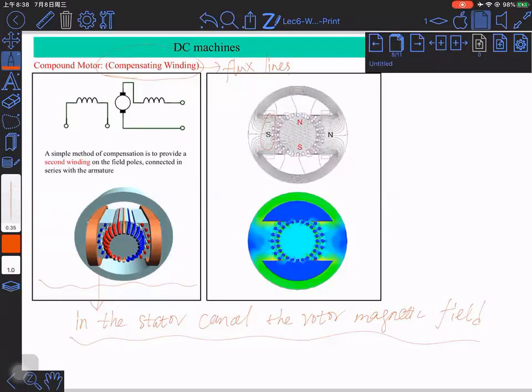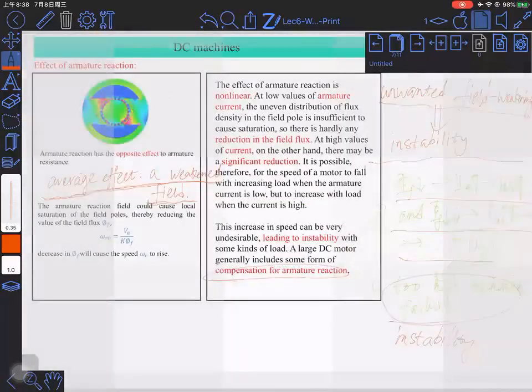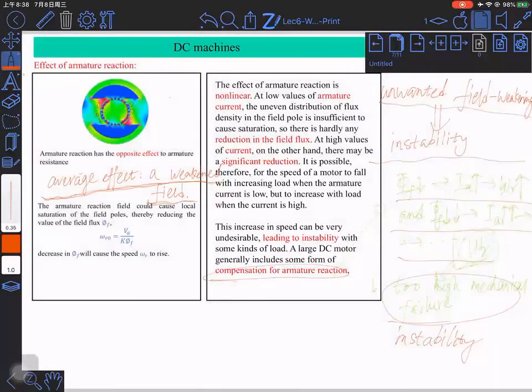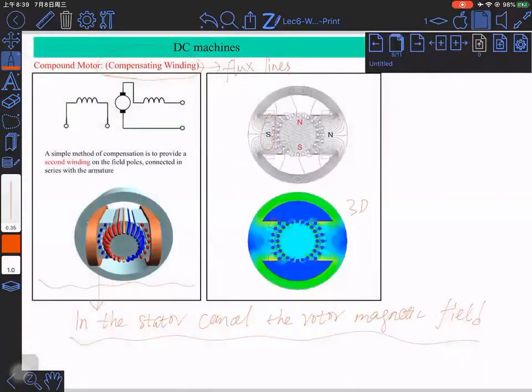The three-dimensional illustration of the contribution of compensating winding. With the compensating winding here, you can see we no longer have the red part here. We no longer have the light blue part, light green part here. So those two parts are actually removed, this part, something like this, and this part. So this is the contribution of the compensating winding.